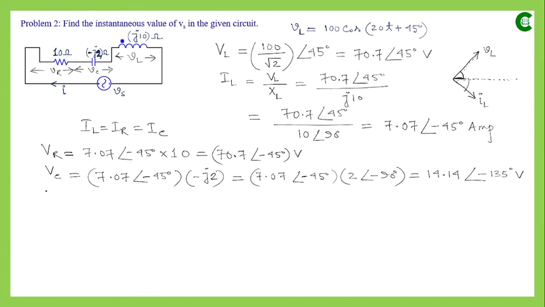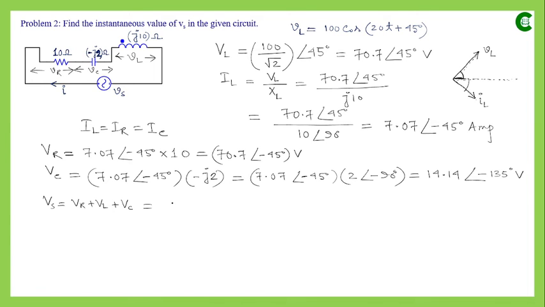So all these individual voltage drops, their RMS values, we have obtained. Now since we have to find the instantaneous value of the total voltage, first we will get the RMS value of the total voltage. It will be simply the addition of these individual voltages. So Vs will be VR plus VL plus VC.